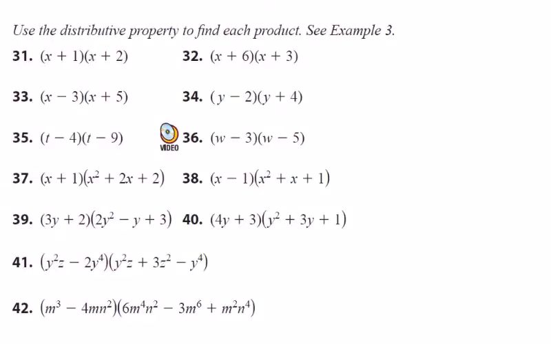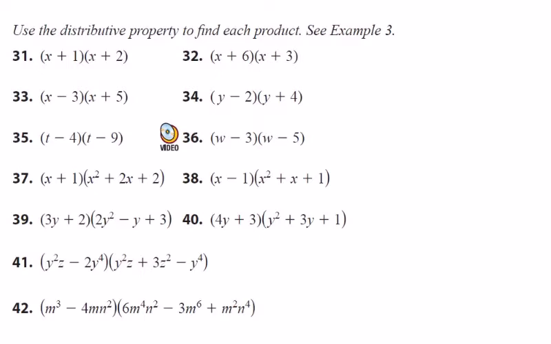Next, we're going to multiply binomials by binomials and binomials by trinomials and so forth. So here on number 34, we're multiplying y minus 2 by y plus 4. You may have heard of this before, but when you're multiplying a binomial times a binomial, there's a way to remember the process.